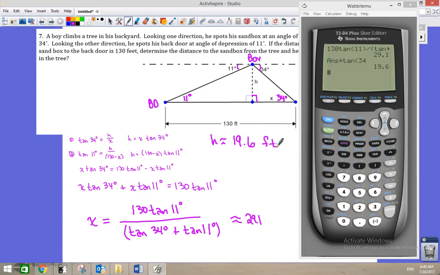Both of these were in feet, right? It's hard to see. Make sure you can read 29.1 feet. It's easy to see on the calculator there. And 19.6 feet are our two answers.